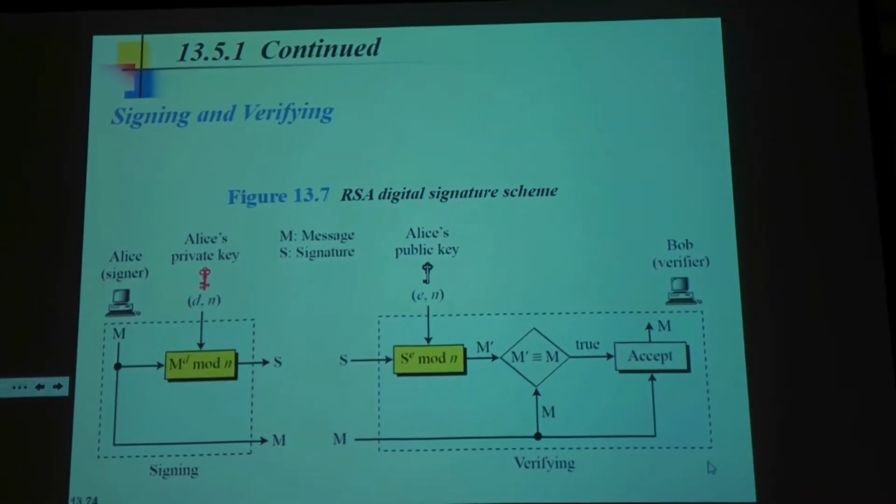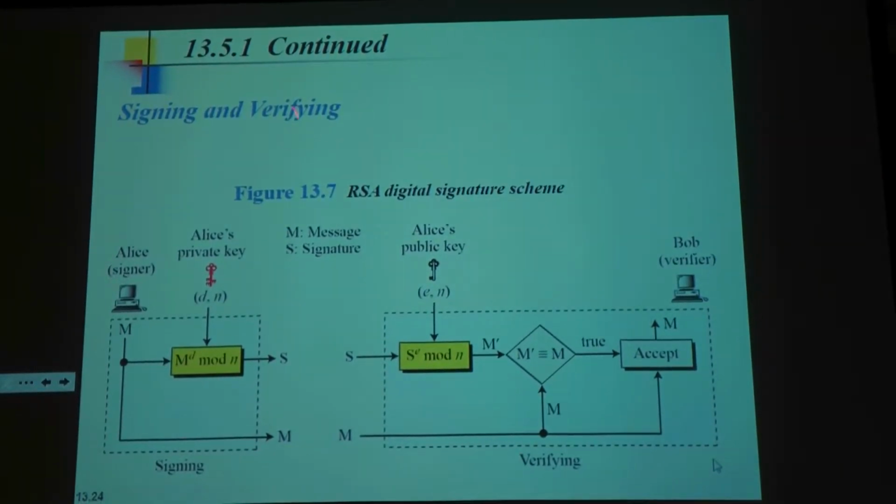So in here, if you need to take a look at it, signing and verifying. For example, the message to the power of D. What is D? It is the private key of Alice, mod N, and that will give you the signature. The message in this example, we did not encrypt it. We just send it as it is.